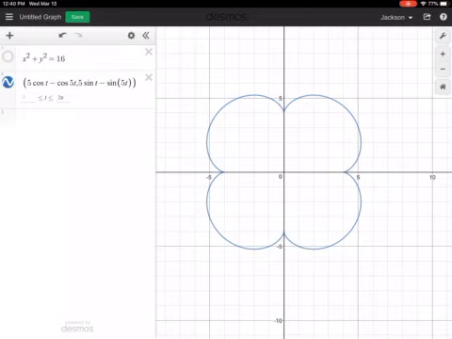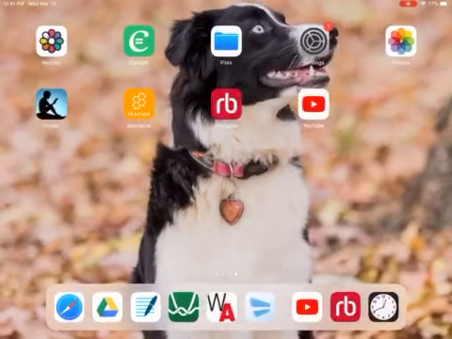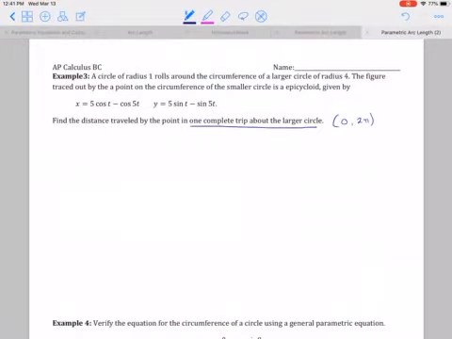Now, there are different ways to do this. Some of you see symmetry very well. So you could see, hey, maybe I could just do 0 to pi over 2 and then multiply it by 4, or I could do 0 to 2 pi. You could do 0 to pi and double it. There's a lot of different options. But my integral is just going to be 0 to 2 pi of the square root of x prime squared plus y prime squared dt.